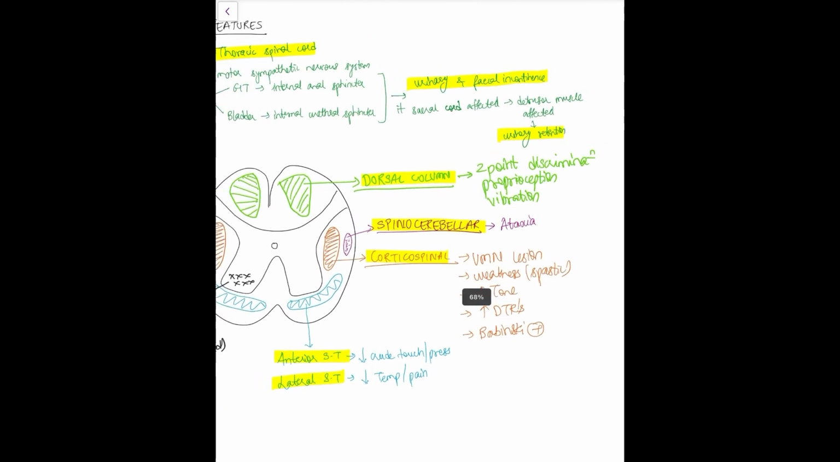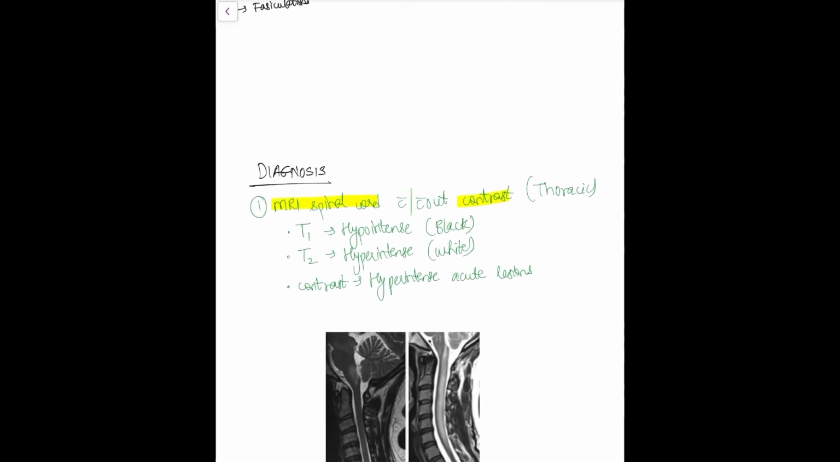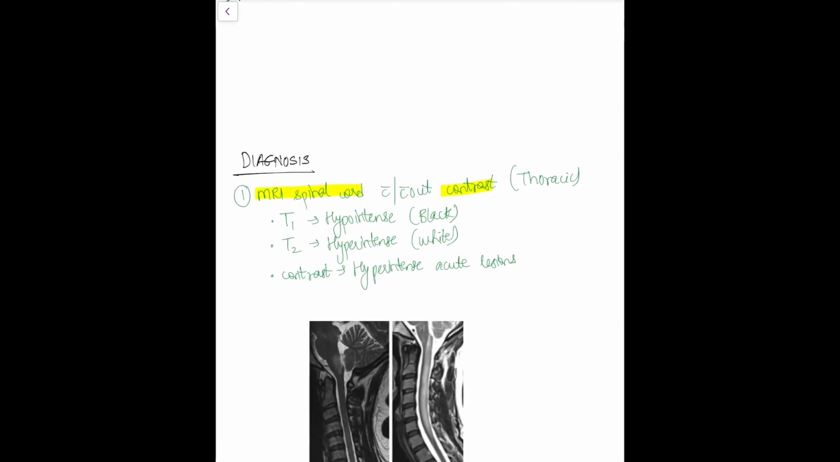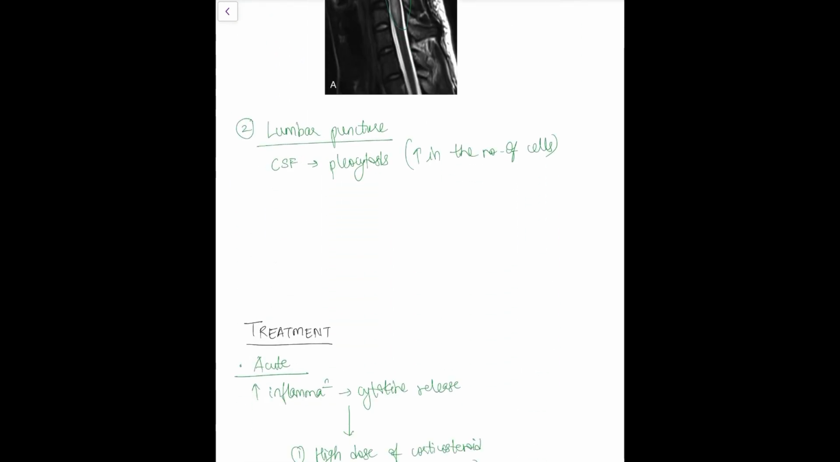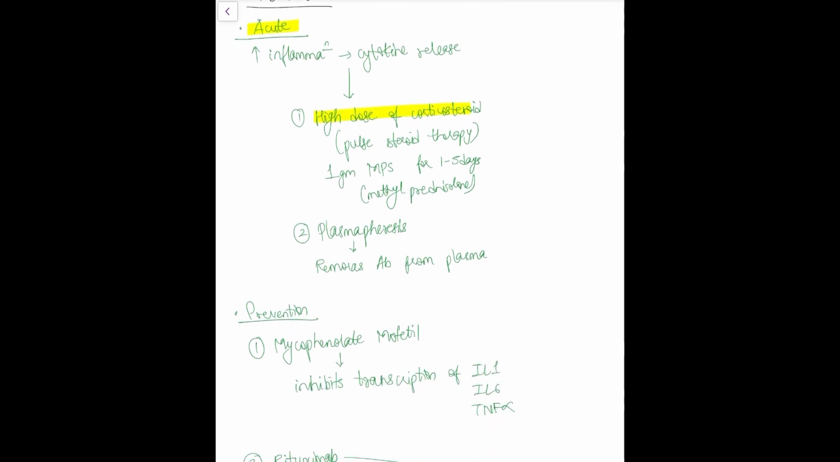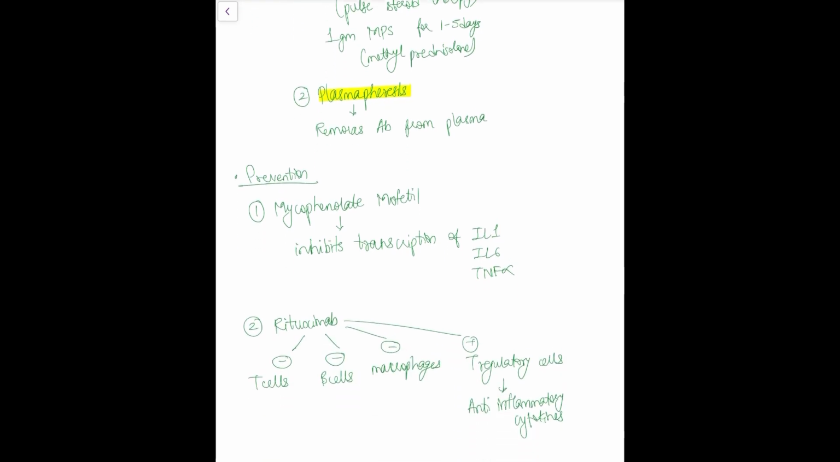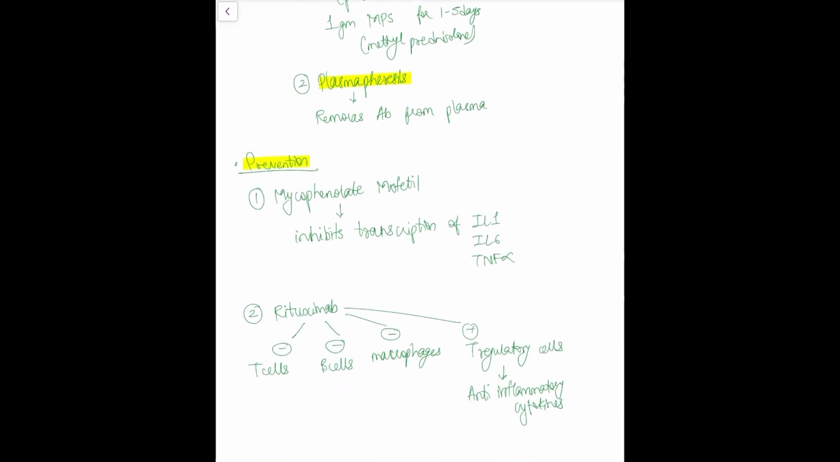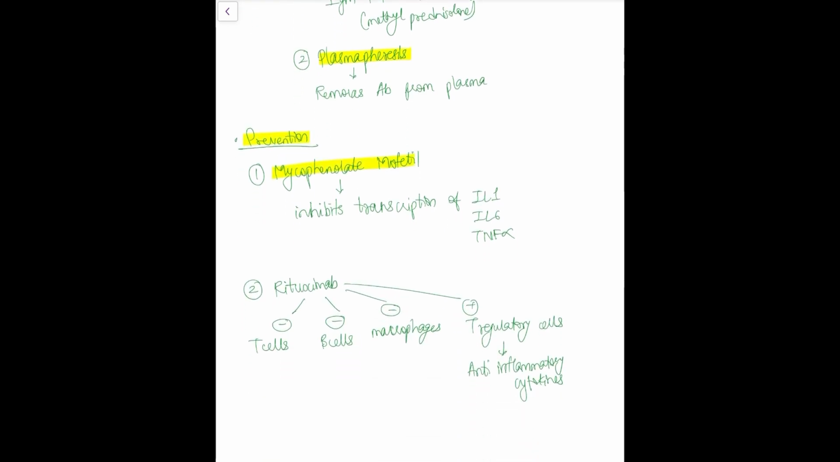How do you diagnose it? You're going to diagnose it on the basis of an MRI of the spinal cord, which is black or hypointense in case of T1 and hyperintense lesion in case of T2. How would you treat it? The acute phase will be treated with high-dose corticosteroids. And if high-dose corticosteroids don't work, you would do plasmapheresis. And for prevention, you would use immunosuppressants like mycophenolate mofetil and rituximab.